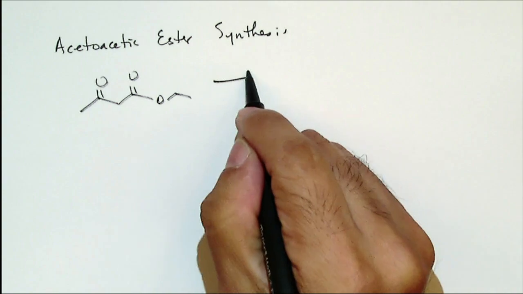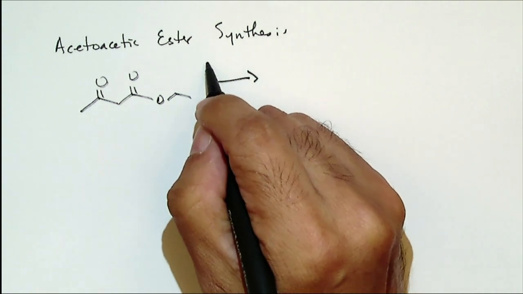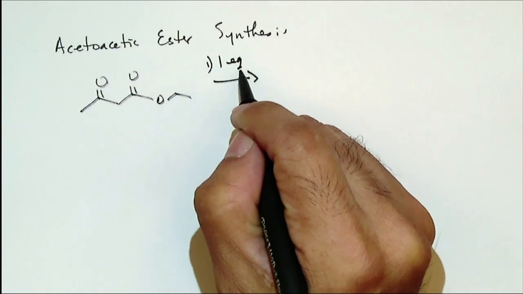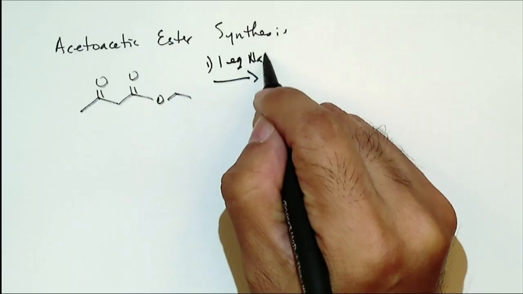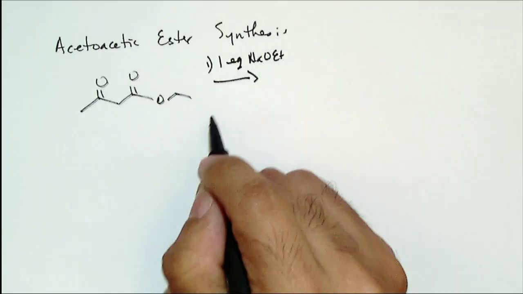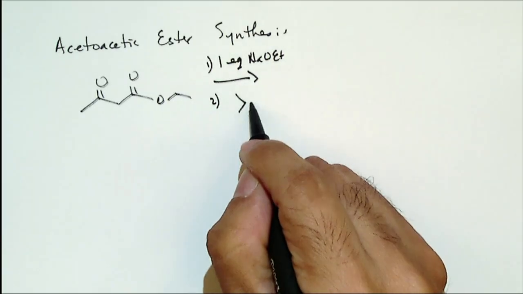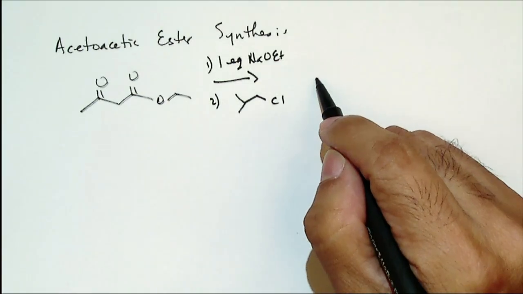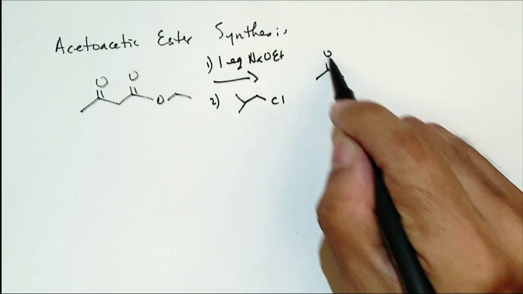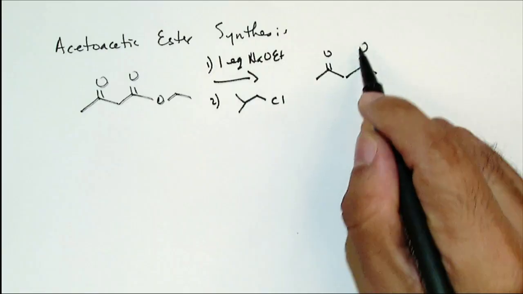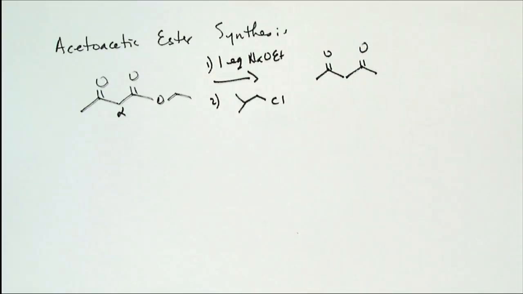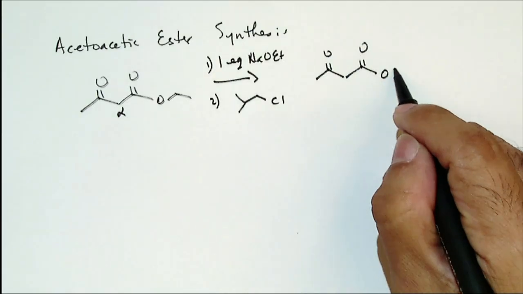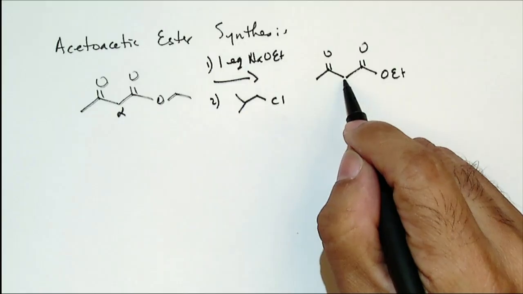Same situation. If I were to treat this with one equivalent of sodium ethoxide, and then I were to use that alkyl halide, then what's going to happen, we know by now, is the alpha position here in between the 2 carbonyls is, of course, going to be alkylated.